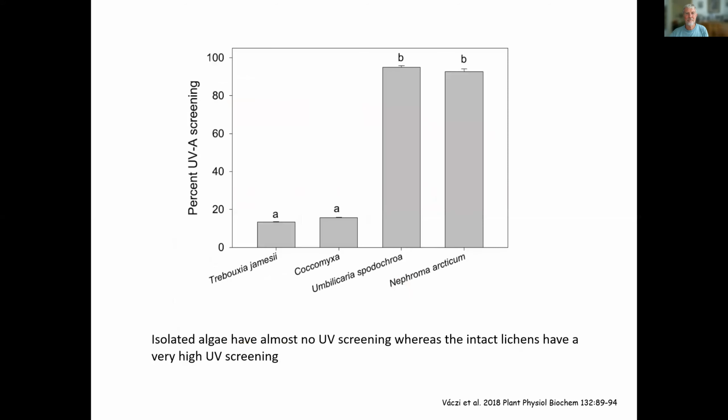For estimating the screening efficiency of UV, we used a special technique called the fluorescence excitation ratio technique. It's quite complicated, so I don't have time to explain it now, but you can read more about it in this paper here. By this technique, we found that the isolated photobionts, Trebouxia and Coccomyxa, had almost no UV screening, whereas the intact thalli had a very high UV screening.